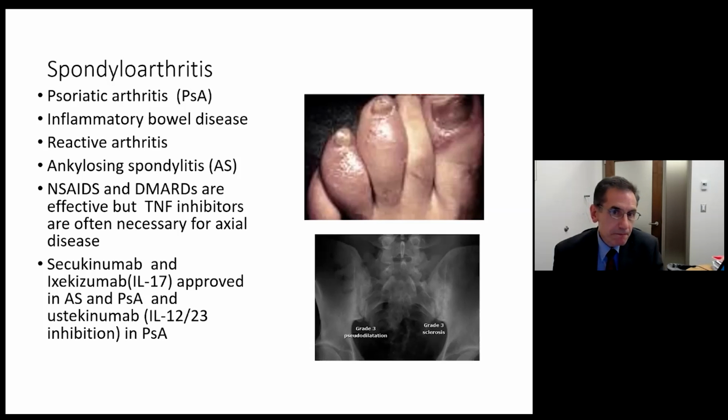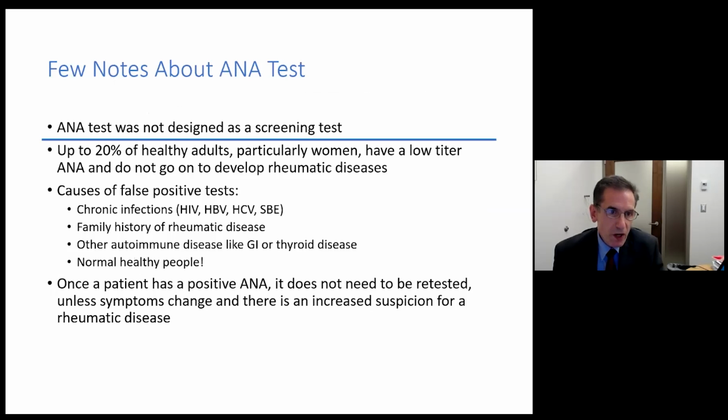We're going to move on and talk a little bit about the ANA, or anti-nuclear antibody. This is not a test designed as a screening test. Remember, up to 20% of healthy adults, particularly women, have a low titer ANA and do not go on to develop rheumatic diseases. So there's a high false positivity of this test.